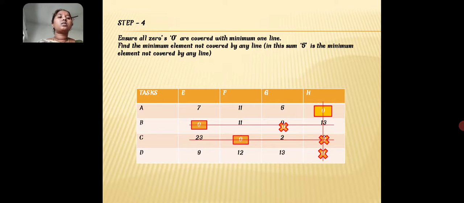Ensure all zeros are covered with the minimum number of lines. Find the minimum element not covered by any line. The minimum element not covered by any line is 5. So now we take the minimum element 5, and subtract 5 from all uncovered elements and add it at the line intersection places, and the other elements we put in the same places.